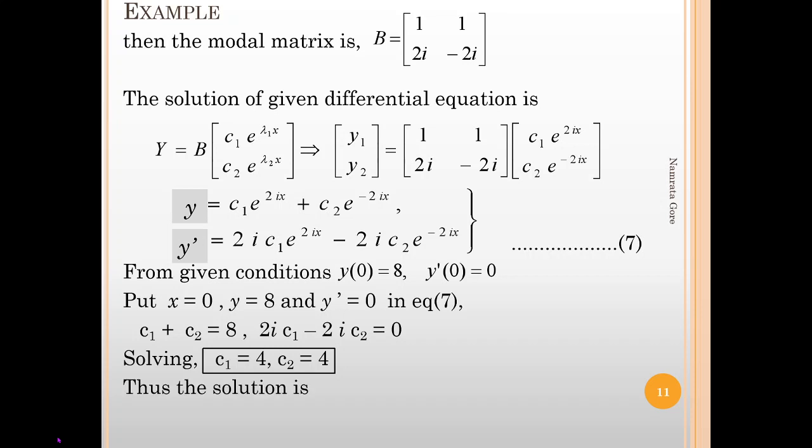And the solution is again y equal to, so in place of c1 c2 we will put 4, so it will be 4 times e to the power 2ix plus e to the power minus 2ix, and this is the formula, that is e to the power i theta plus e to the power minus i theta gives you 2 times cos theta. Here in place of theta it is 2x, so we are getting 2 times cos 2x, and this 4 into 2 gives you 8 times cos 2x.